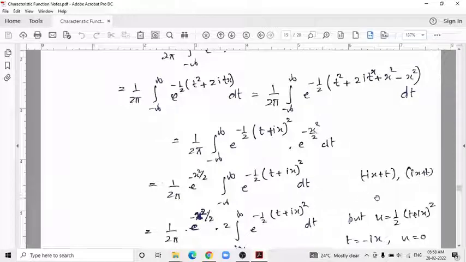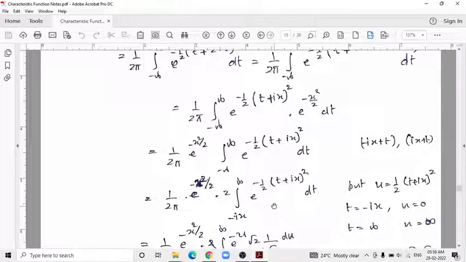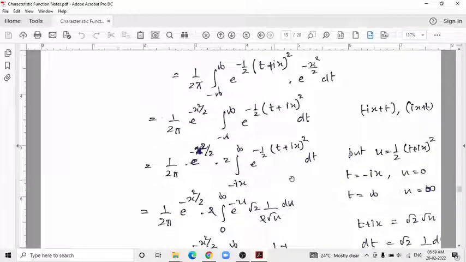And it is symmetric about this minus ix. So we can write it as twice the integral from minus ix to infinity of e raised to minus 1 by 2 t plus ix the whole square. And doing certain simplifications, we can see this as twice integral 0 to infinity, when we take u as 1 by 2 t plus ix the whole square.